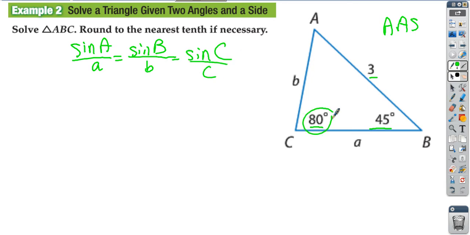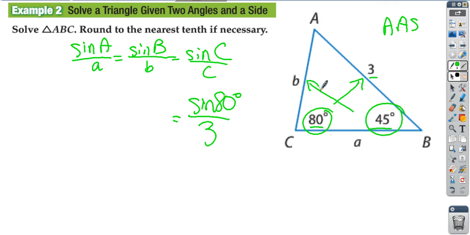Okay, so let's start with this. We have the sine of angle C, so the sine of 80 is over its side. Its side is equal to 3, and that is equal to the sine of B over its side. Now the reason I didn't pick A is because A has neither thing given to us. Okay, so we want to pick the things that we are given right here. So you just use sine of angle 45 over side B.